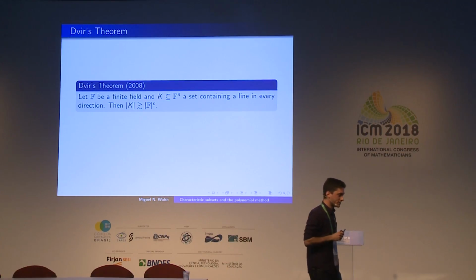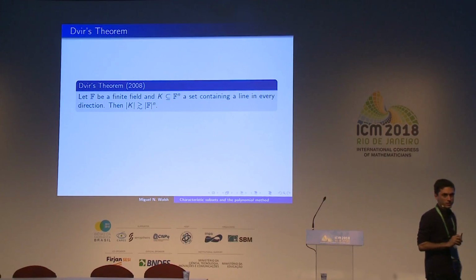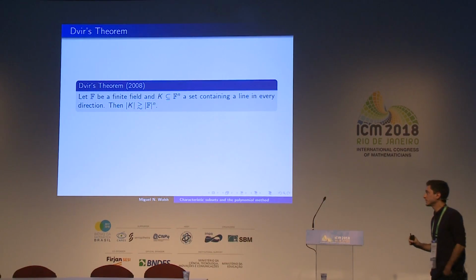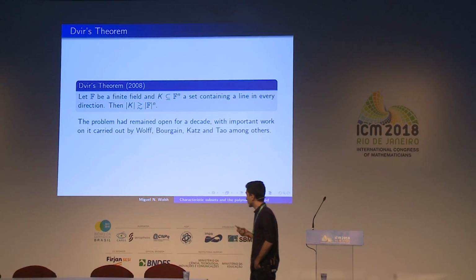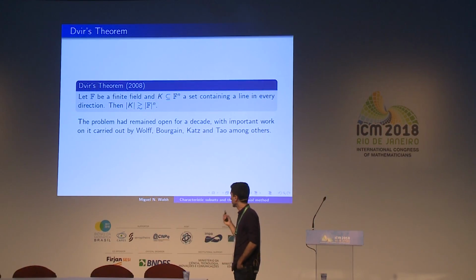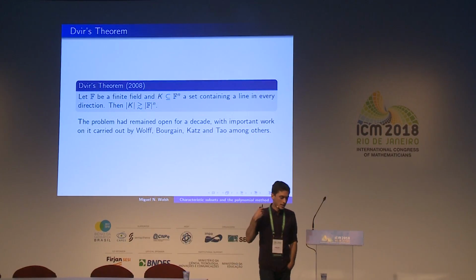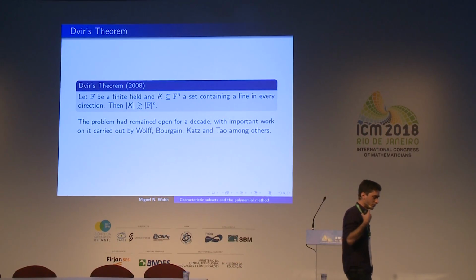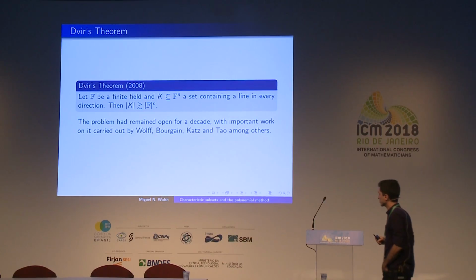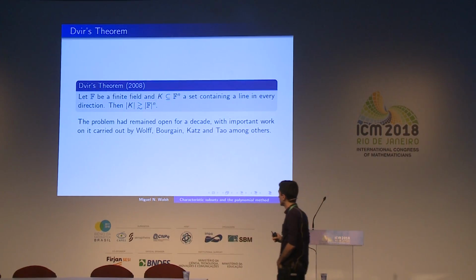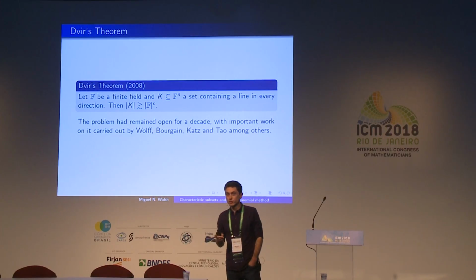Now, what I want to emphasize is this was not a trivial problem. This was used as a model for the Kakeya problem, and there was a lot of interesting work done on this problem for around a decade. So the problem had remained open for a decade with important work on it carried out by Wolff, Bourgain, Katz, and Tao, among others. For example, the theory of sum-product phenomena that is very useful in arithmetic combinatorics was developed to attack this problem. So it was not a trivial problem at all until Dvir found a solution that made it look trivial.